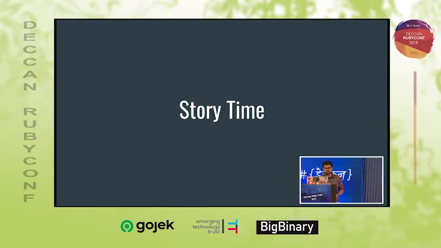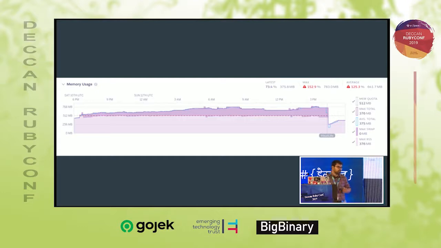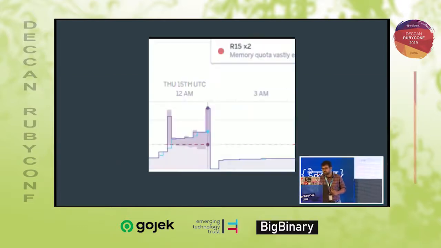Yeah, so next is story time, why I'm talking about this. I was consulting with one of the clients, and they were facing Ruby memory issues. The application was deployed on Heroku. The memory used to go up and up, as you see in the graph. Sometimes it used to stay stable, and then sometimes it used to go too far ahead and then cause H14 memory vastly exceeded errors, you can see in this image.